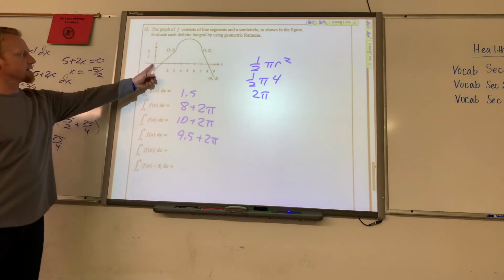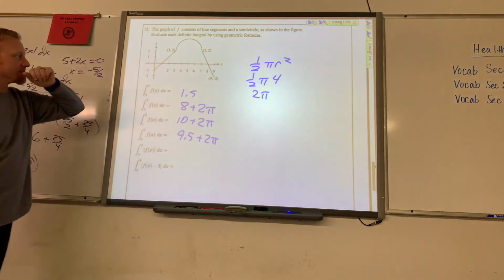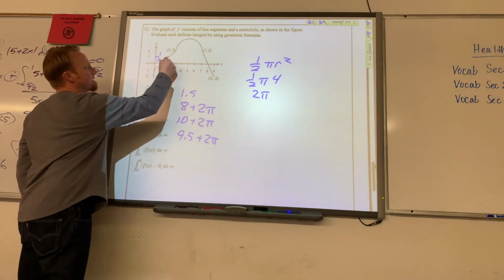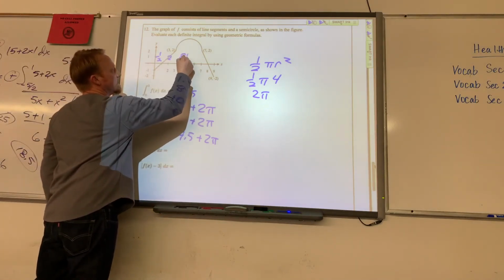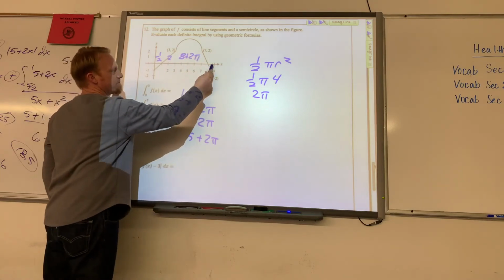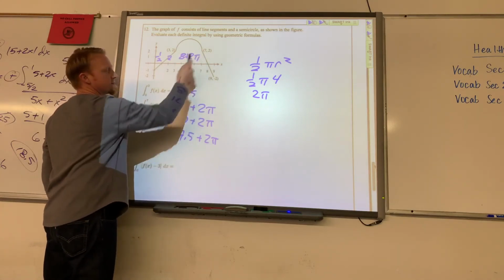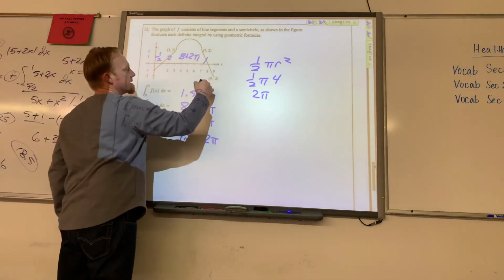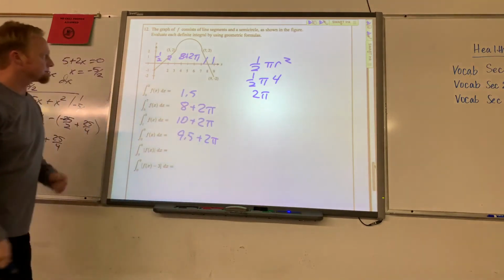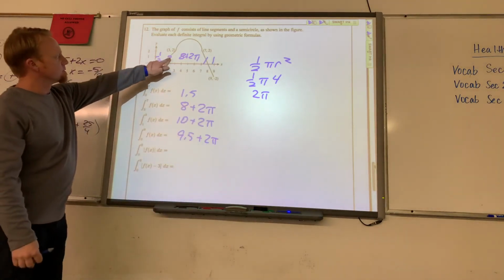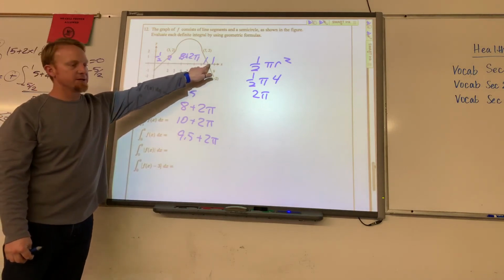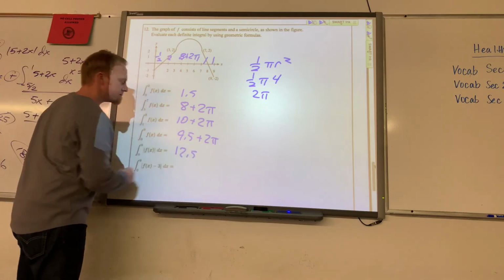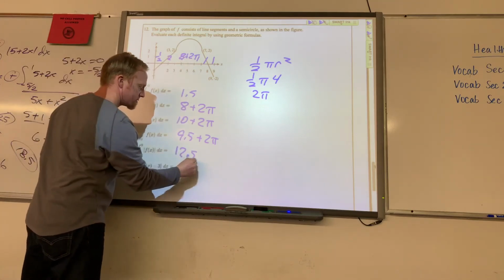Absolute value takes everything that's underneath and makes it positive. So I'm going to have a positive 1/2, a positive 2, and 8 plus 2 pi. I haven't figured up these two yet. This is a 1 by 2 triangle. So 1 times 2 times 1/2 is going to make it 1, and that means that is also 1. So 2 plus 8 is 10, plus another 2 is 12, plus 1 plus a half makes it 12.5 plus the 2 pi.